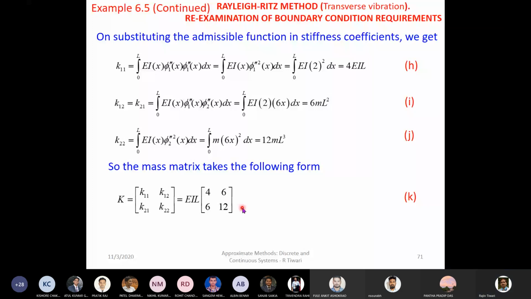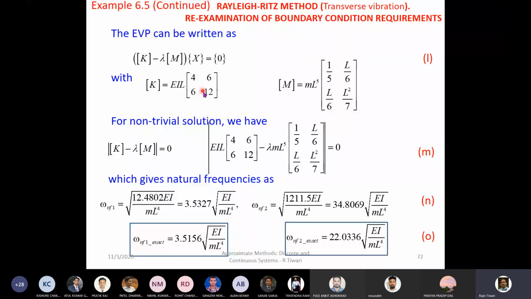Now we have the eigenvalue problem. This is the stiffness matrix, mass matrix, similar to the discrete system now. So K minus lambda M, and we can take the determinant of this K minus lambda M, and if we take the determinant and solve for lambda, we'll get 2 roots. If we take the square root of that, we'll get 2 natural frequencies. So the first natural frequency is 3.5327, this constant, and omega NF2, the second natural frequency, is 34 this.